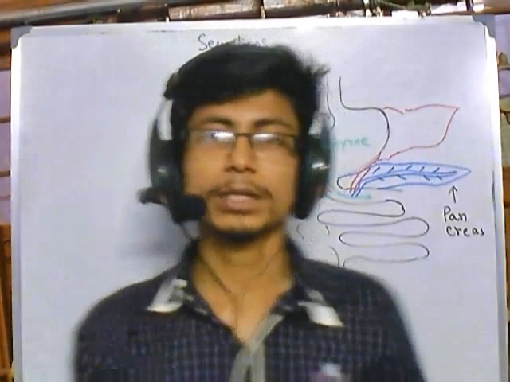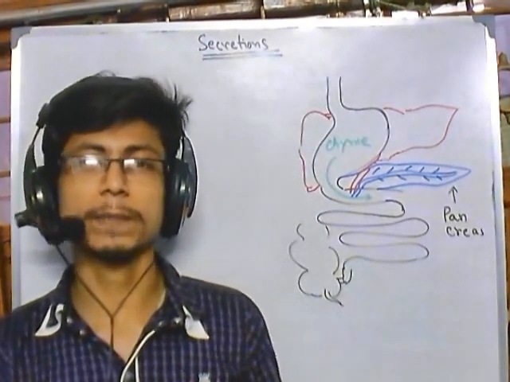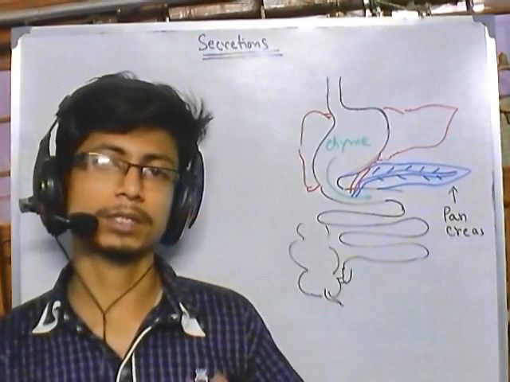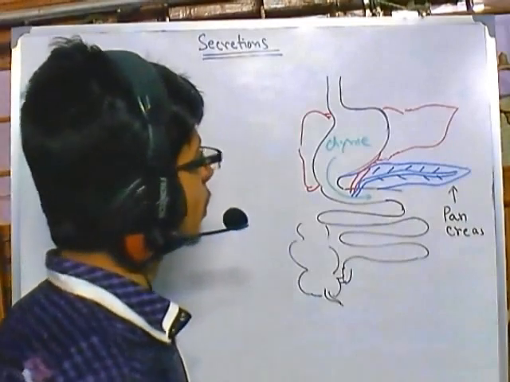Welcome back, friends. We are talking about the secretions from different glands or organs present in the digestive system, and we have seen the secretory molecules up to the pancreatic level. Now in this video we'll be talking about the secretions brought about by the liver.